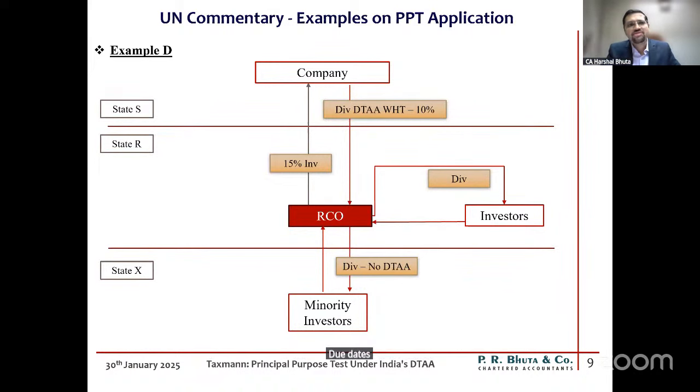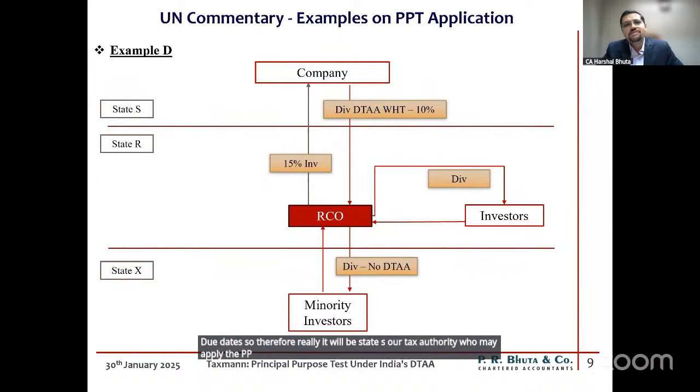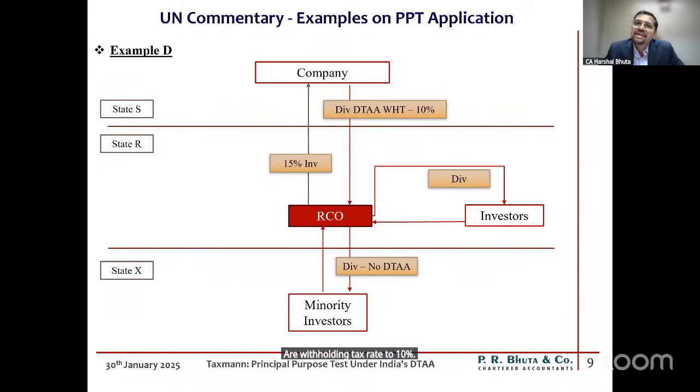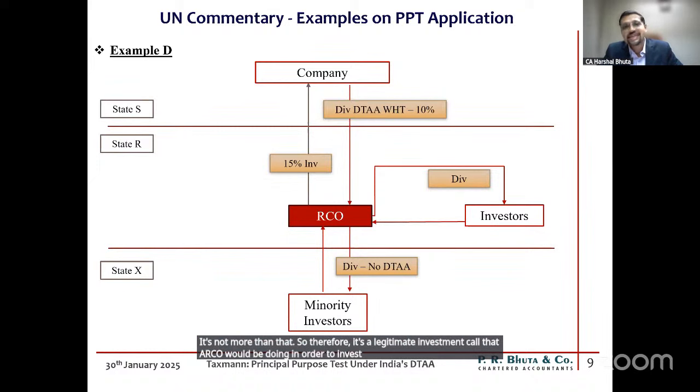So really it will be the state S tax authority who may apply the PPT in this situation, and they may say that you have invested in our country simply because we have a treaty with your country and we have to reduce our withholding tax rate to 10%. Can that be alleged? The conclusion here is no, that cannot be alleged, because one, it is a pooling vehicle. Second, this is one of the portfolio companies, only 15% of the investment is in this country, not more than that. So it's a legitimate investment call that ARCO would be making in order to invest in a company of state S.